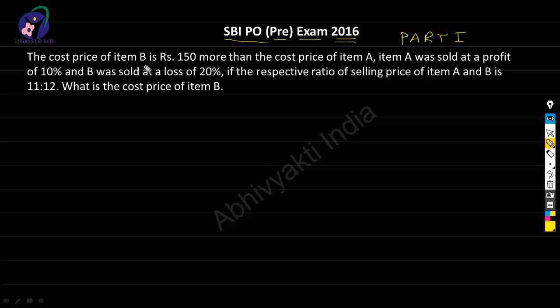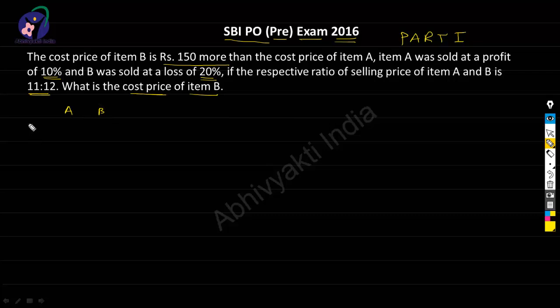The cost price of item B is rupees 150 more than the cost price of item A. Item A was sold at a profit of 10% and item B was sold at a loss of 20%. If the respective ratio of selling price of item A and B is 11:12, what is the cost price of item B? Now here there are two items A and B.